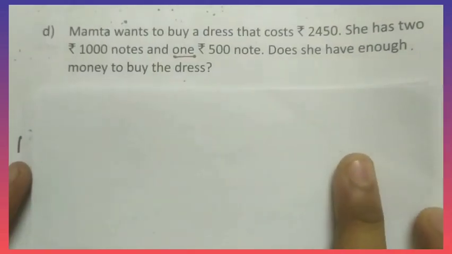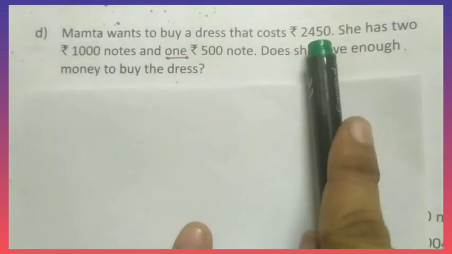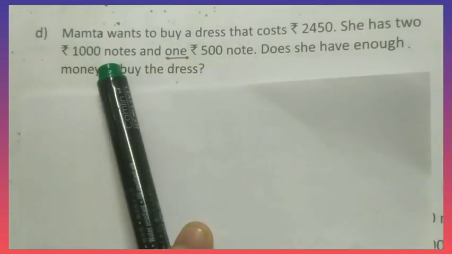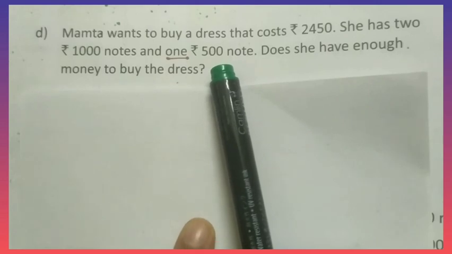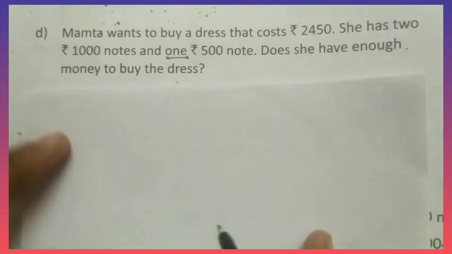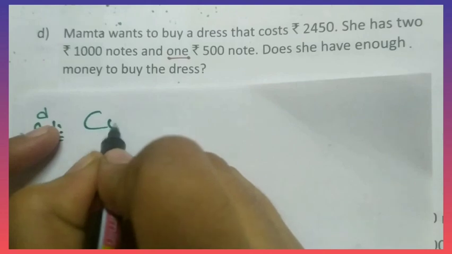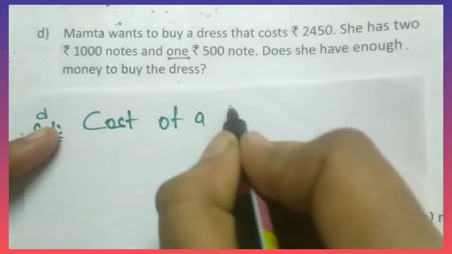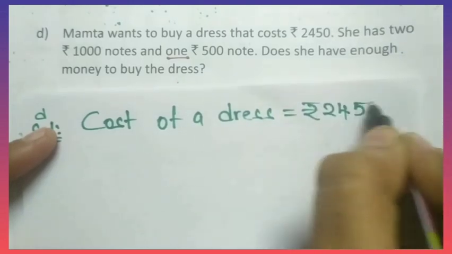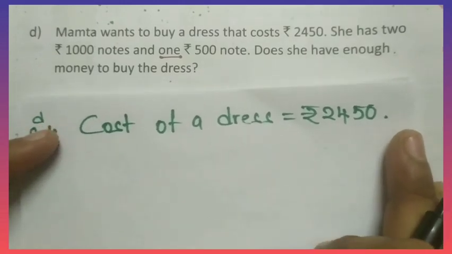Now look at D question. Mamata wants to buy a dress that costs 2450. She has two 1000 rupee notes and one 500 rupee note. Does she have enough money to buy the dress? Okay. What does she want to buy? A dress. So we'll write first the cost of the dress. What is the cost of the dress? 2450. Now we will calculate how much money she has.